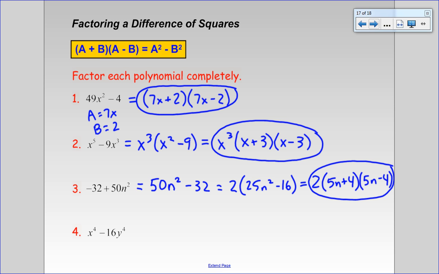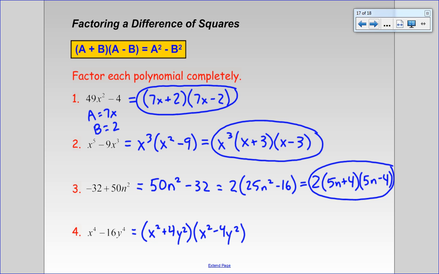And our final example, x to the fourth minus 16y to the fourth. This is a difference of squares. The square root of x to the fourth is x squared, and the square root of 16y to the fourth is 4y squared. So we have x squared plus 4y squared times the quantity x squared minus 4y squared.